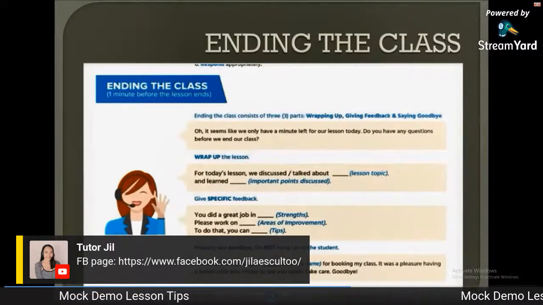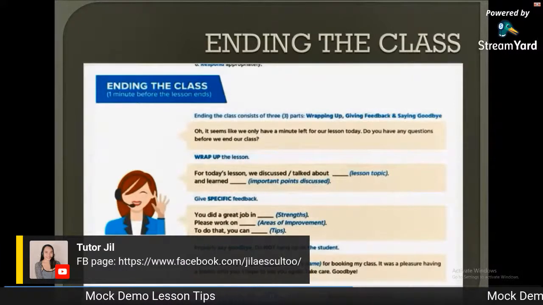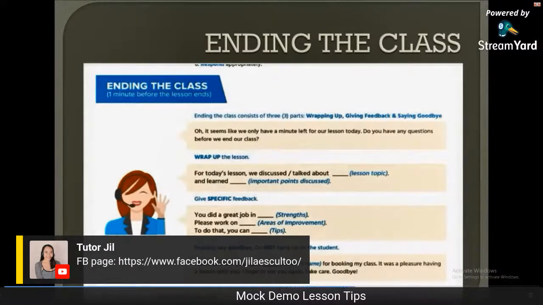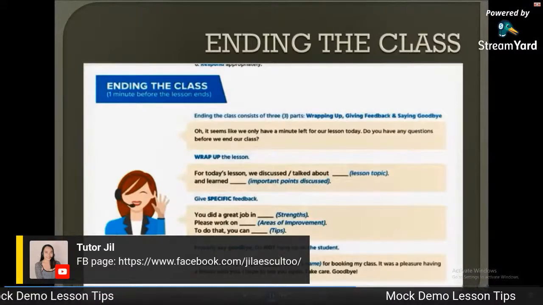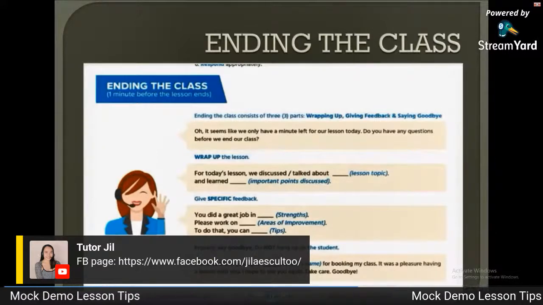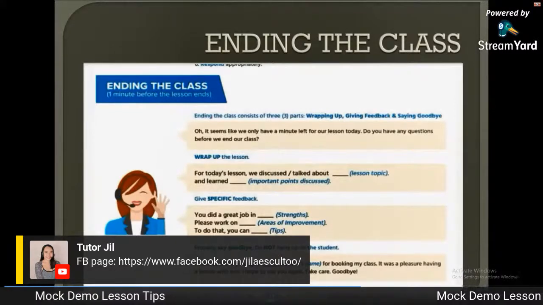So for me, again, the spiel and the script can be shortened, can be rephrased as long as the thought is there. So I will give you my best practices, and this is my script. You can use this on your actual demo lesson. So here we go. Oh, it seems like we only have a minute left before our lesson ends. Do you have any question, Yuki-san?